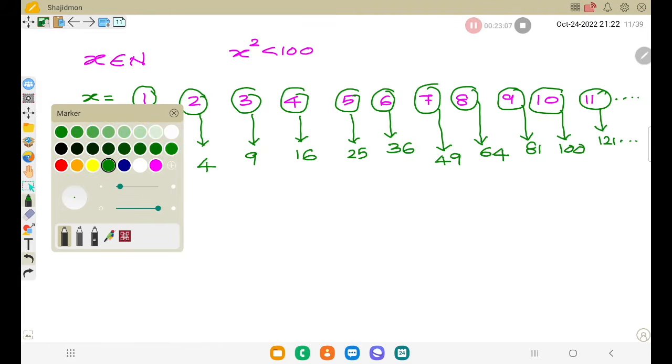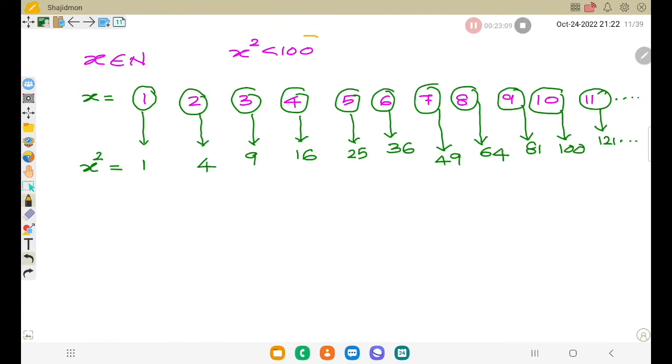Now what is our condition, our question? The square of that number should be less than 100. What are the numbers? The square of that number should be below 100. 100 is not included because it is less than 100. If it were equal to, then 100 would be included, but it is less than only. So less than 100, what are the square numbers? For example, 9 square is 81 only. 10 square is 100, we cannot take. So these numbers we can take.